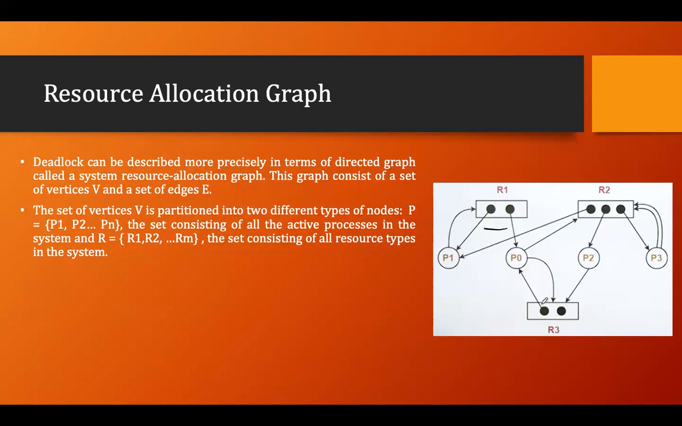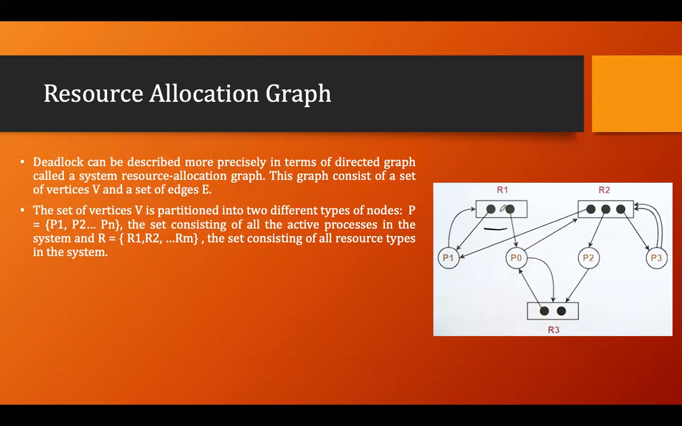Now let's go for the edges. If the edge is going from resource to process, it means that an instance of that resource is allocated. And if the edge is going from process to resource, it means that the process has requested it. So this is allocated, this is requested. Okay, that is the meaning of it. So this is the resource allocation graph.